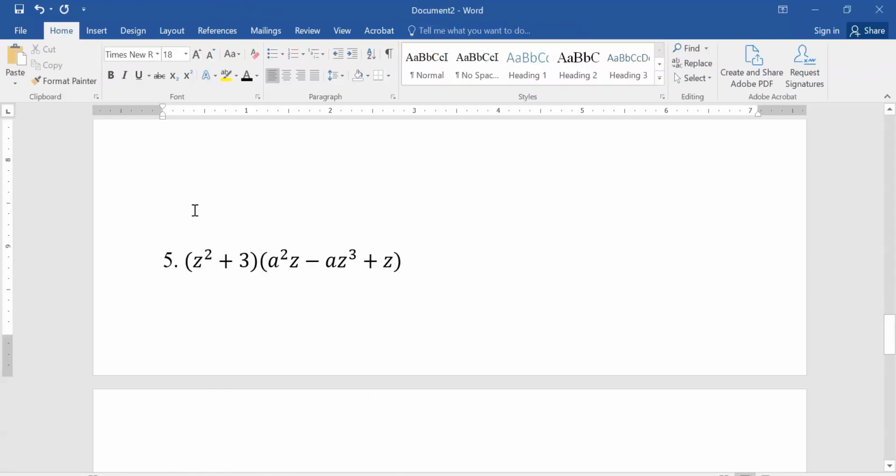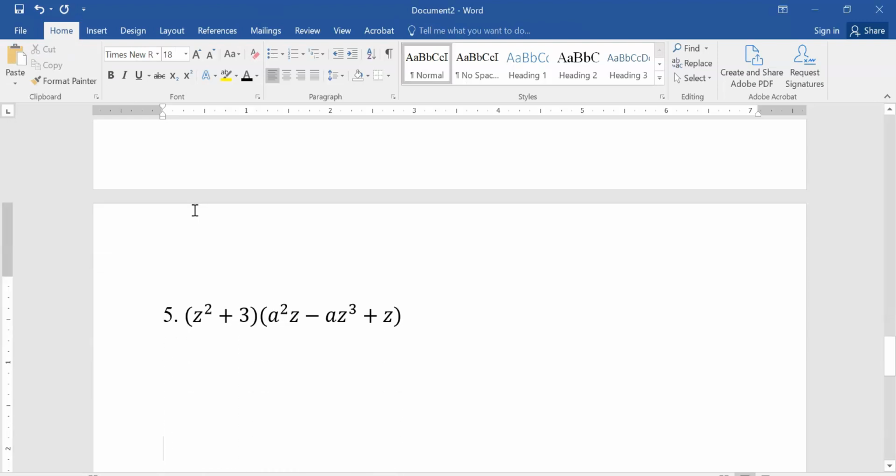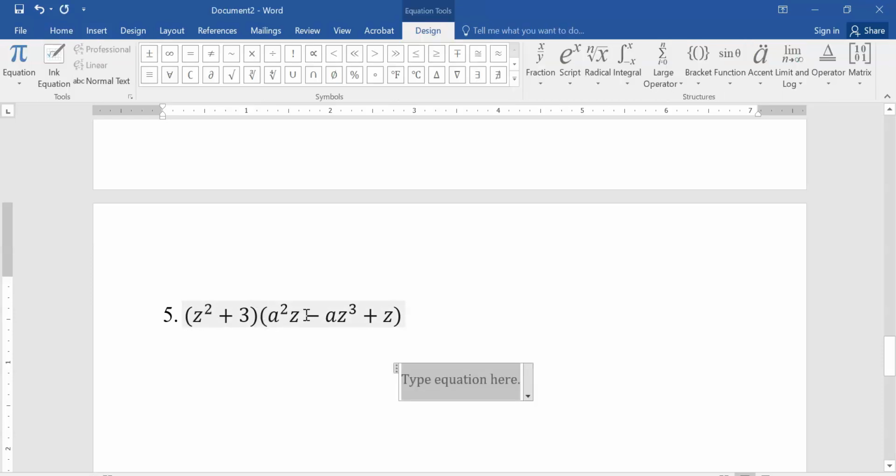Now the last problem here, problem number 5, let me scroll down. Similar idea, although this has multiple variables, the concept is the same. Z squared times a squared z gives you a squared, and then z is going to be raised to the third power, right? Z squared times z is z to the third. Z squared times a minus a z to the third is going to be minus a z to the fifth. Z squared times z is going to be a plus z to the third.